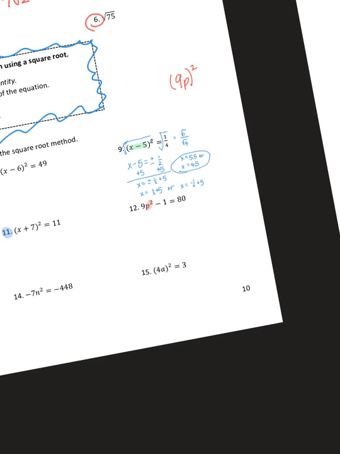So what we need to do is we need to isolate that p squared. So we're going to add 1 to both sides. So we've got 9p squared equals 81. Divide by 9 on both sides. And p squared is equal to 9. And then we'll square root both sides and get that p is equal to plus or minus 3.